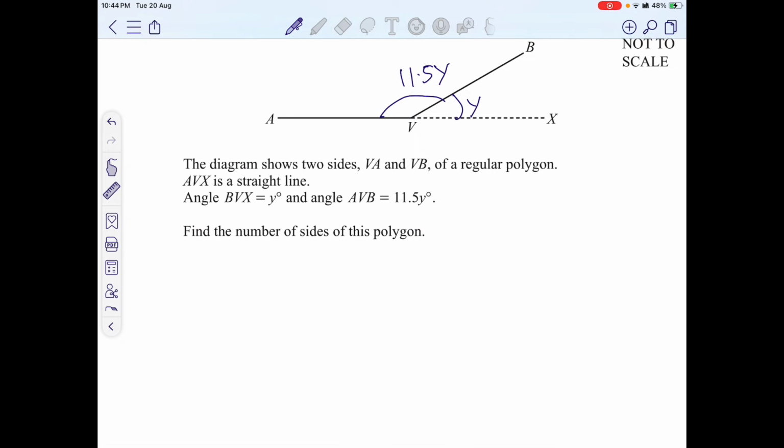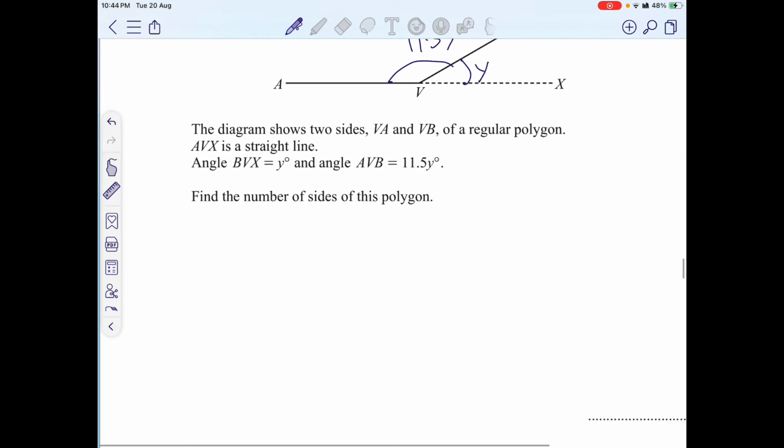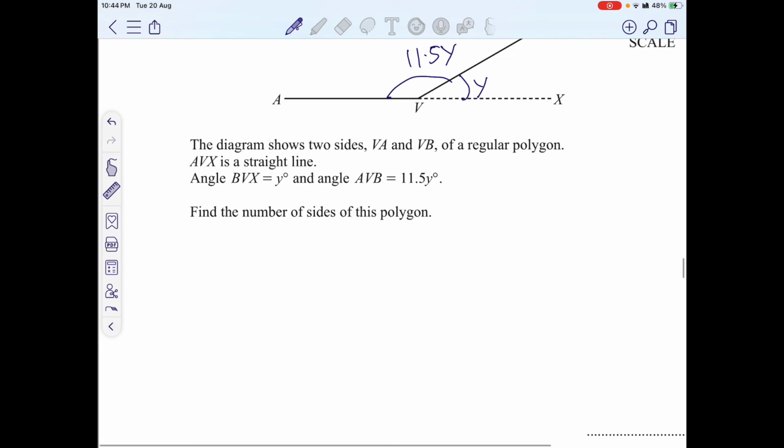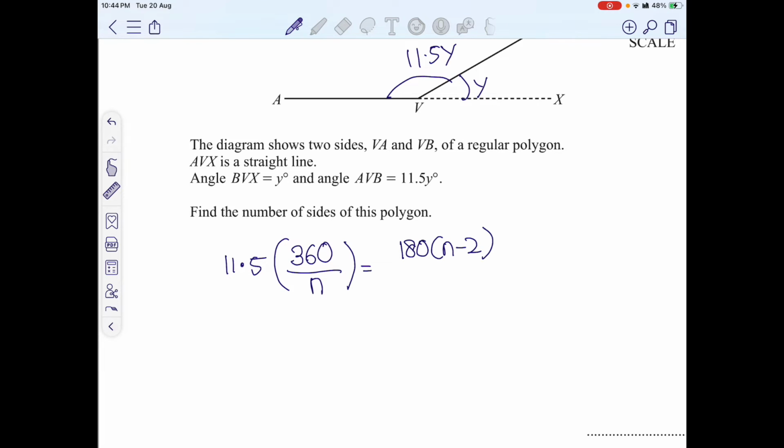Now what I would do in this case is that I know the exterior angle of a polygon is 360 divided by the number of sides, n, and this is being multiplied by 11.5. So 11.5 times the exterior angle is equal to the interior angle. The interior angle is 180 times n minus 2, divided by n. So 360 over n is the exterior angle, which is y, times 11.5 is going to give me the interior angle, which is 180 times n minus 2 divided by n.